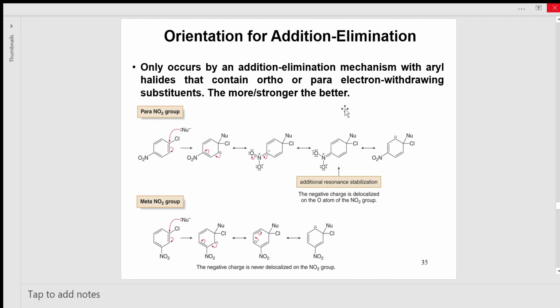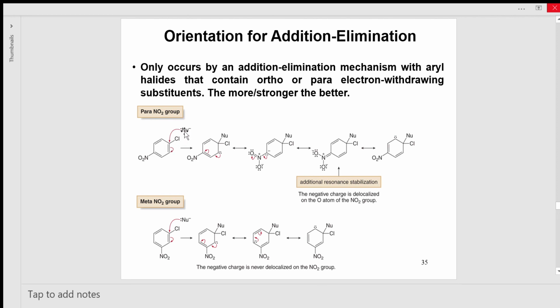Alright, here is the addition-elimination reaction. We actually have two aromatic molecules, chloronitrobenzene. The difference here is the position of the nitro group, either the para position relative to chlorine or at the meta position. Whenever the nucleophile attacks this carbon here, again, this is a very strong electron withdrawing group, so it helps the nucleophile to attack this carbon.